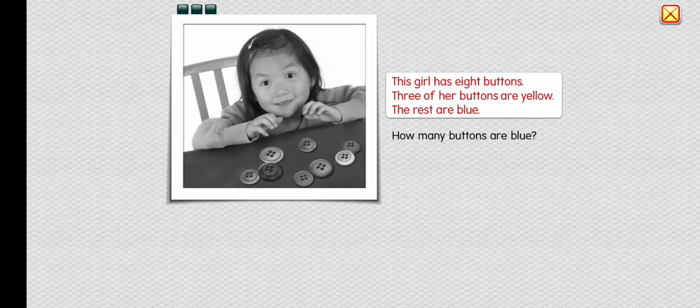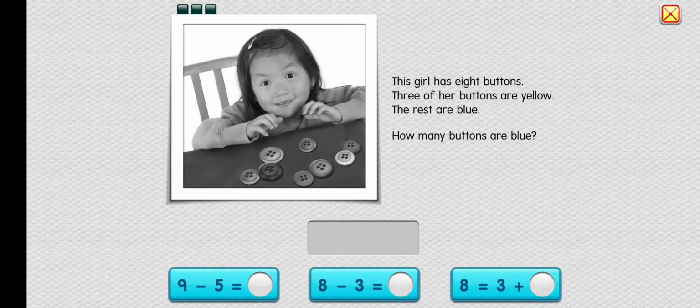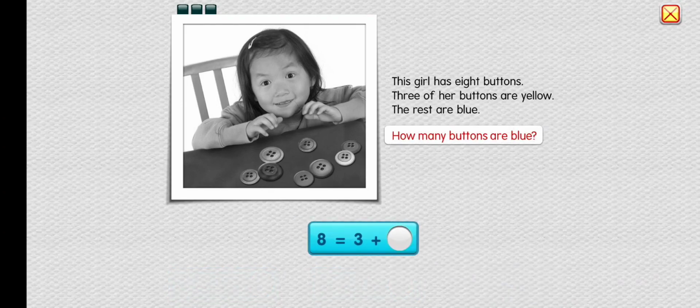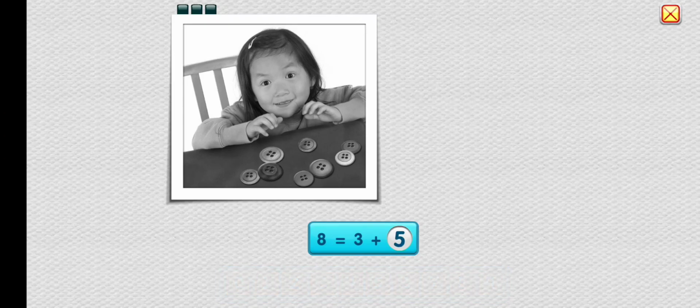This girl has 8 buttons. 3 of her buttons are yellow. The rest are blue. How many buttons are blue? Let's choose an equation to solve this. How many buttons are blue? 5. Yes, that's it. 8 buttons equal 3 yellow plus 5 blue.